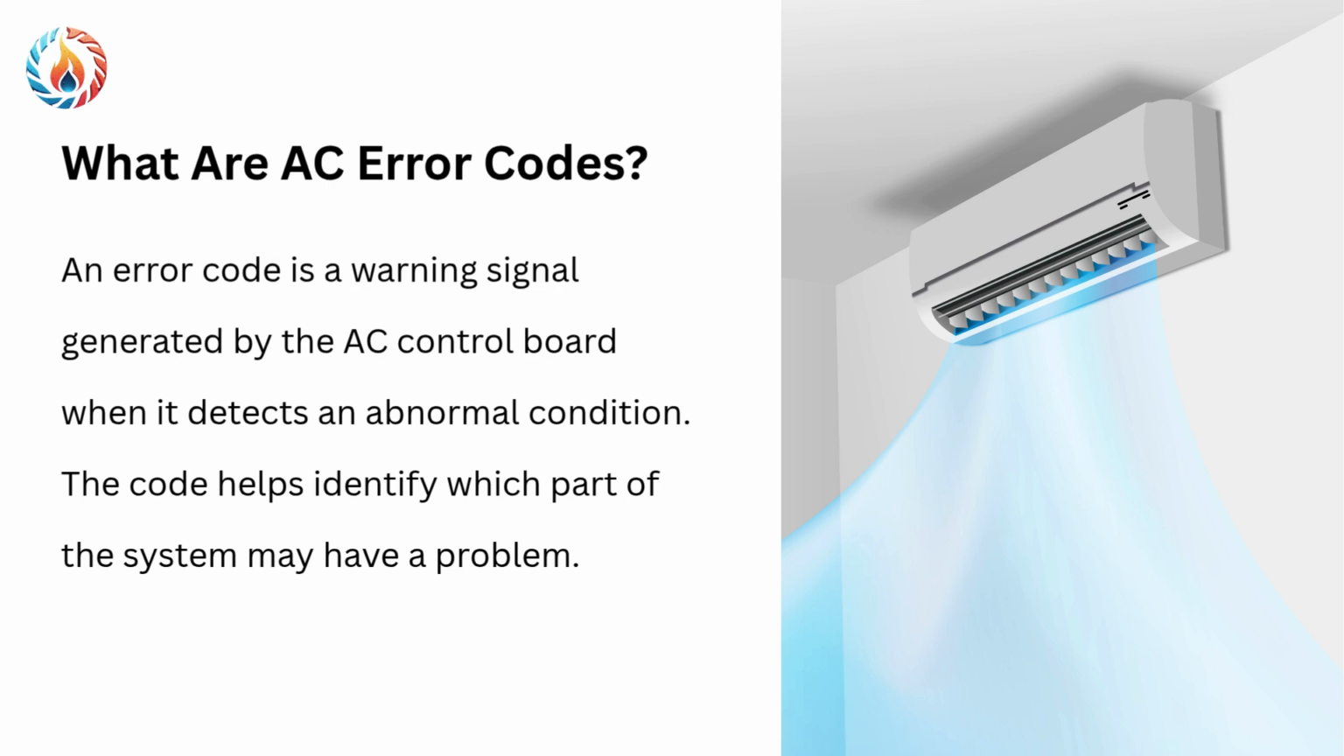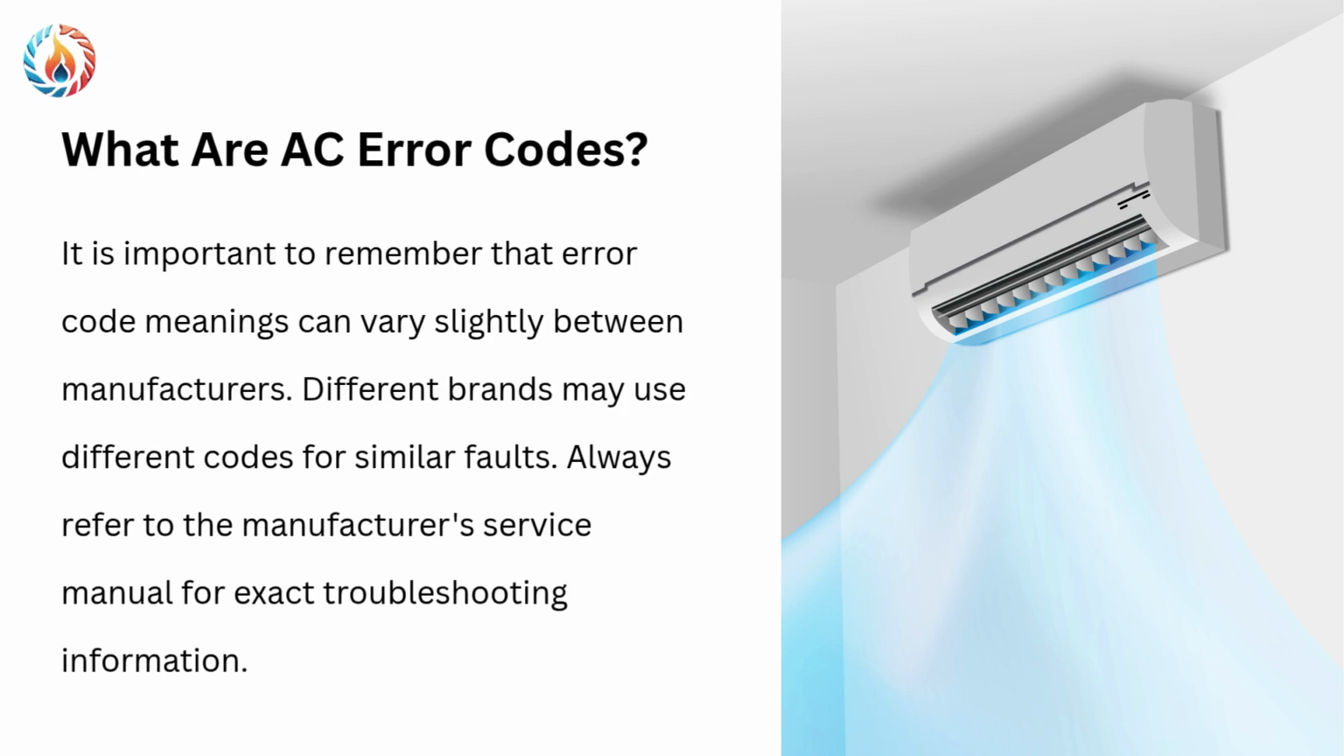What are AC error codes? An error code is a warning signal generated by the AC control board when it detects an abnormal condition. The code helps identify which part of the system may have a problem. It is important to remember that error code meanings can vary slightly between manufacturers. Different brands may use different codes for similar faults. Always refer to the manufacturer's service manual for exact troubleshooting information.